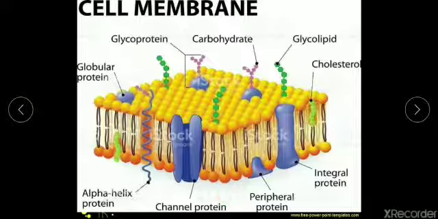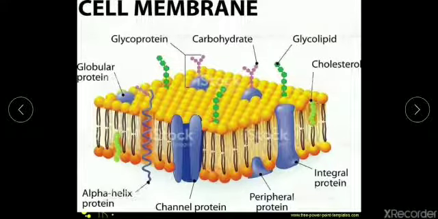Now apart from that, there is one more type of protein, called peripheral proteins. Peripheral proteins are present on the peripheral region of the structure. Then apart from that, you can see integral proteins. So here you can see different types of protein molecules, like integral proteins, peripheral proteins, channel proteins, alpha helix proteins, globular proteins, glycoproteins. These are the structures which are embedded in the phospholipid layer. So this is the structure of the cell membrane or plasma membrane. Apart from that, it may also show a cholesterol layer as well as a glycolipid kind of layer.